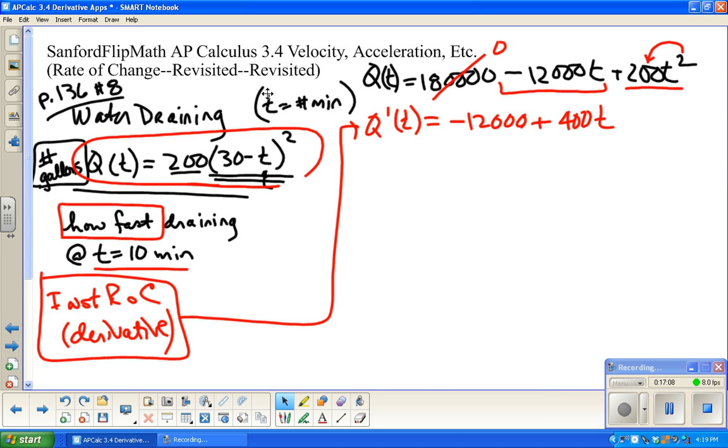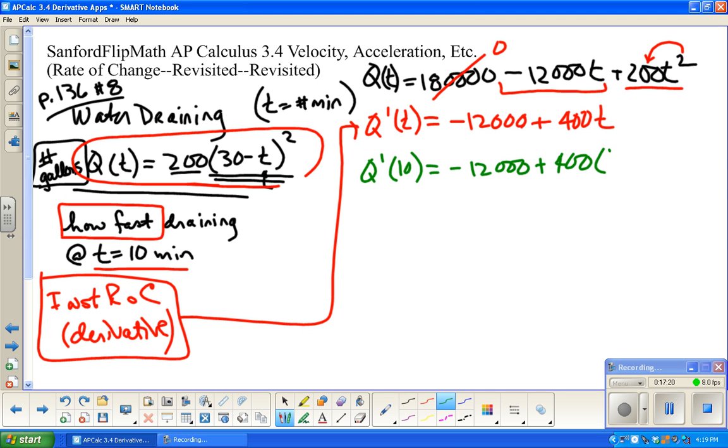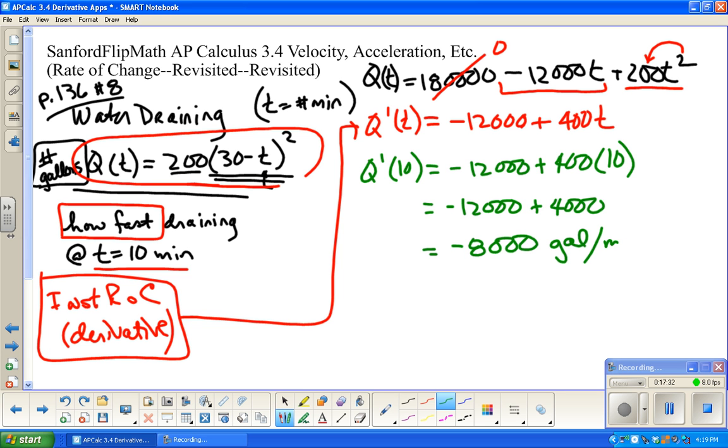This is derivative. This is instantaneous rate of change. Now, if I want to know how fast is it draining, what is the instantaneous rate of change at 10, I just need to do Q prime of 10. So this is negative 12,000 plus 400 times 10. So that's negative 12,000 plus 4,000, which is negative 8,000 gallons per minute.